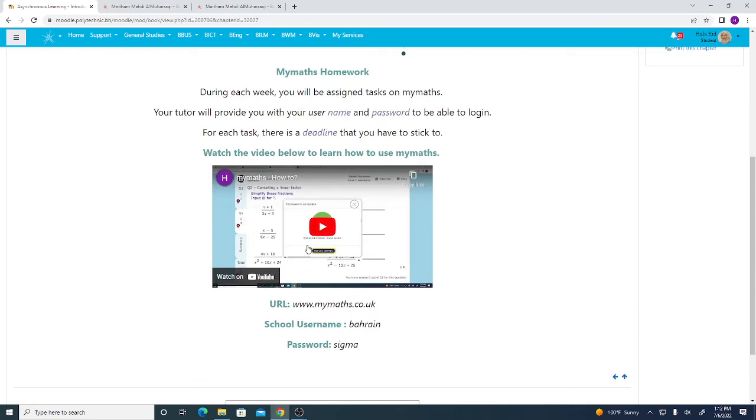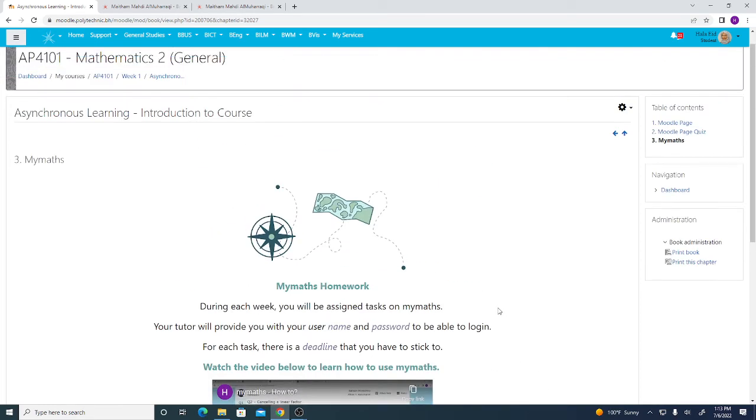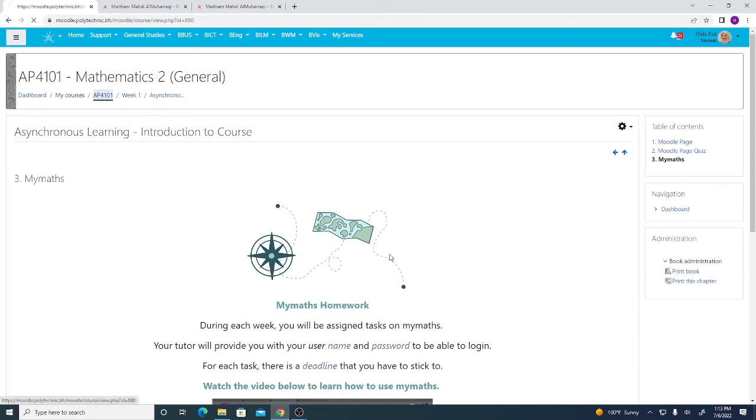and then they can go to the next page where there is another video explaining MyMaths, how to use MyMaths, how to make sure that they marked it and they submitted the entire homework or task. What are the criteria for accepting this task by the maths tutors? And we've got here some information about the URL, how to log in, etc. So that was the first one for the first week.